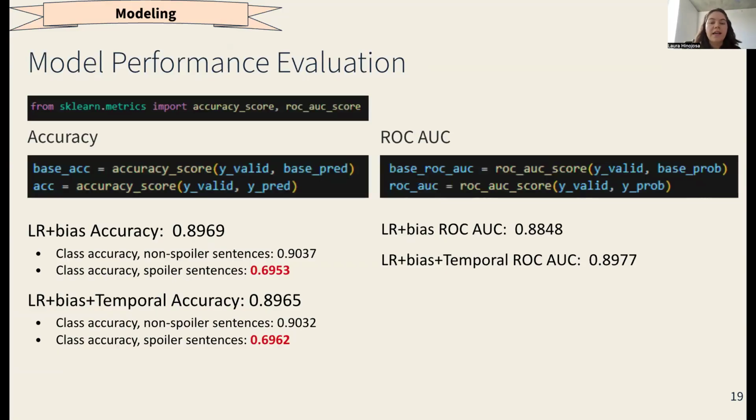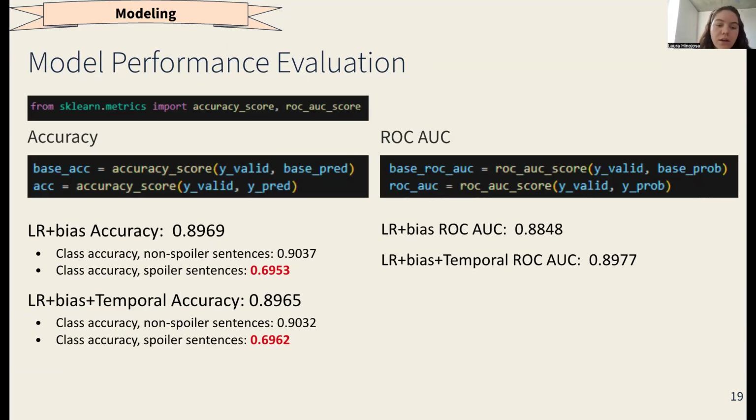And so, as we said, we will first compare our two models. What is the effect of including temporal information in our ability to detect spoilers? If we look at the accuracy, which is on the left side of our slide, we can see that it is actually slightly lower when we include the temporal component, if we look at the overall accuracy.